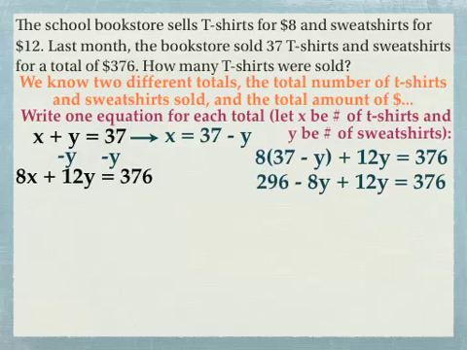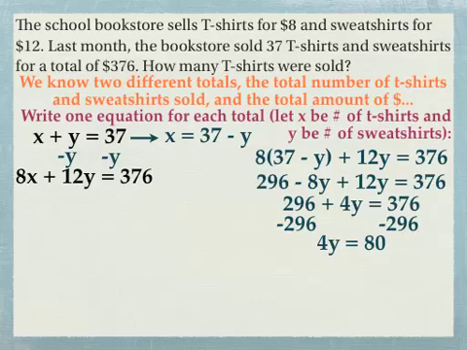I notice I have two different y's. They're on the same side of the equation. I have negative 8y plus 12y, which will combine to give me 4y, a positive 4y. So I get 296 plus 4y equals 376. Subtract 296 from both sides, and you get 4y equals 80. Divide by 4 on both sides, and you get y equals 20.